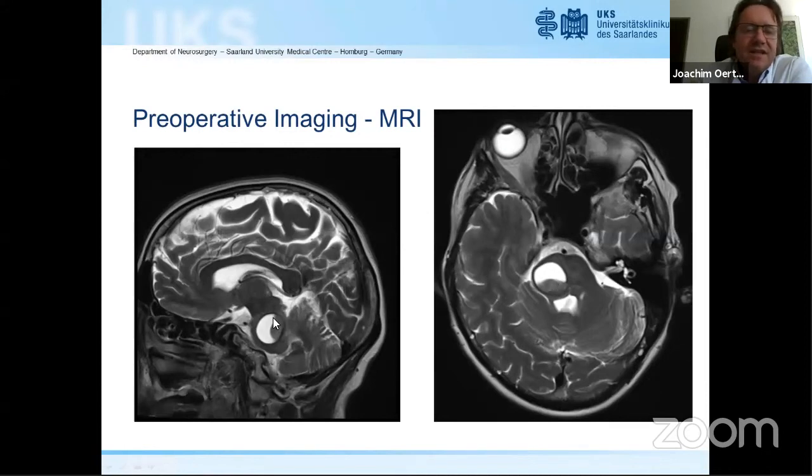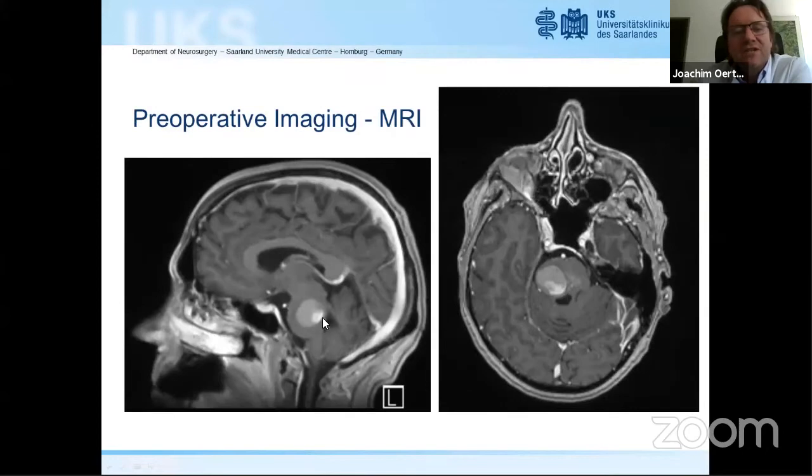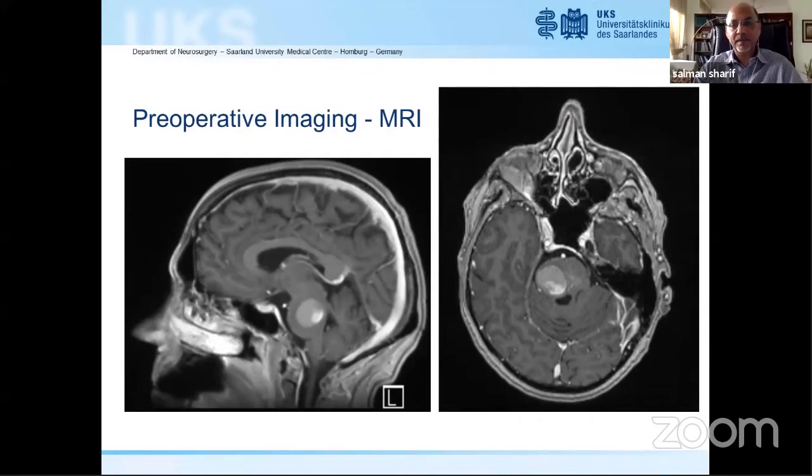So you see it's in the pons area. There's a lot of fluid here, there's some solid stuff here. And when we go back, you see some contrast enhancement in this area. And here, some fluid in the pons area. Okay. So what do you think it is, and what would you do?